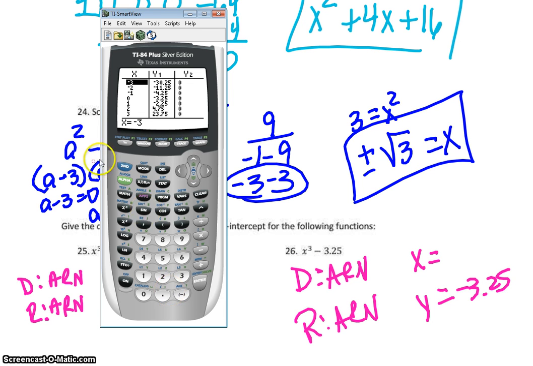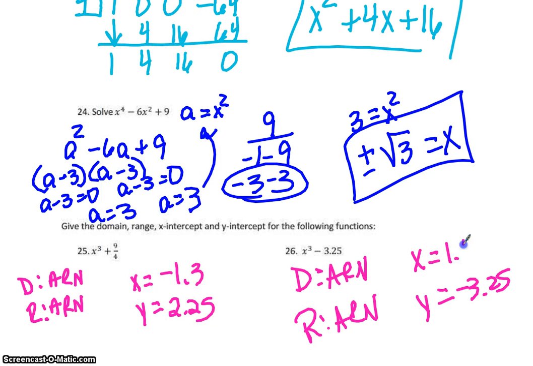To find your x-intercept, you're going to have to go second, calc 5, let it draw, enter, enter, enter, and we have 1.48. Okay, so we're ready to go to the next page.